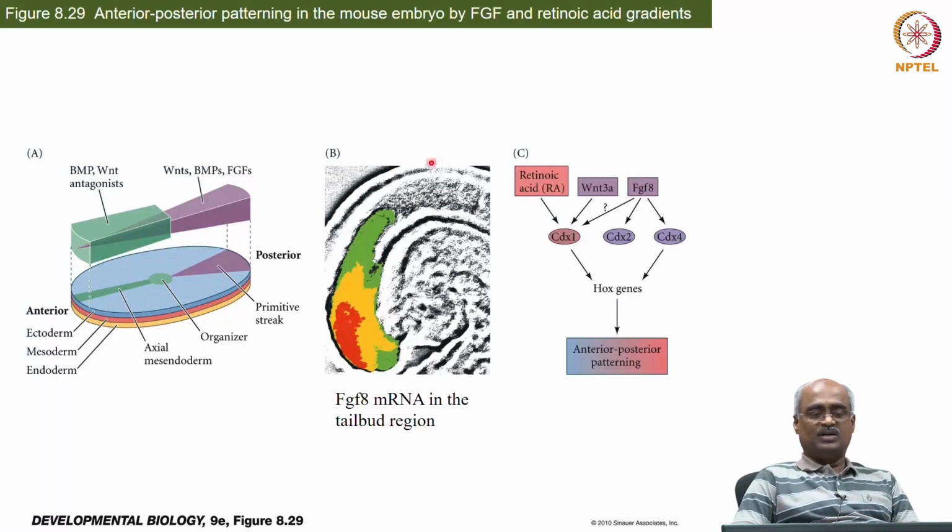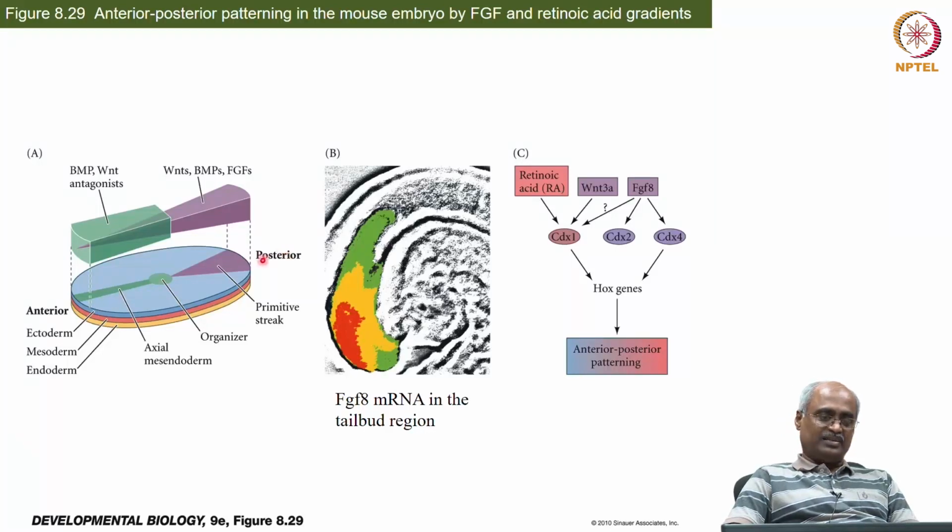So this is the tail bud region of mouse embryo where in situ hybridization shows the level of FGF8 mRNA, red being the strongest and green low. So towards the tip you have the highest concentration of FGF8 mRNA, and it progressively decreases as you go towards the anterior part. Okay. And so the retinoic acid forms another gradient. Retinoic acid producing enzymes are in the posterior, while retinoic acid degrading enzymes are in the anterior.